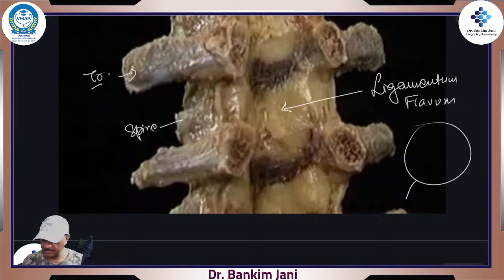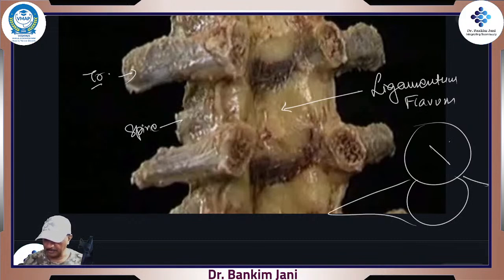That's the body. This is the body removed. This is the foramen and area of interest. That is what you are watching. This is the location of ligamentum flavum. This one.